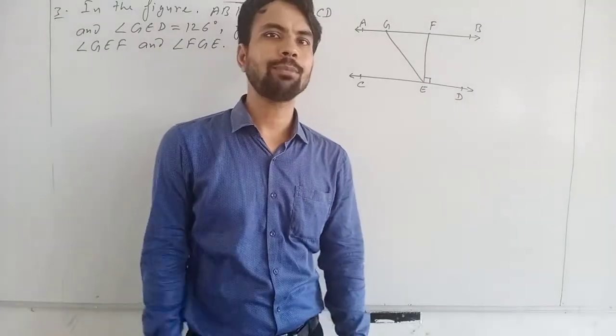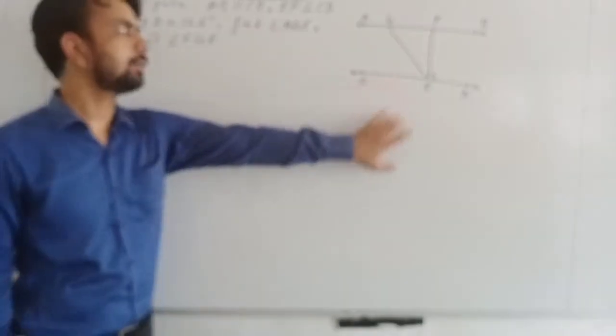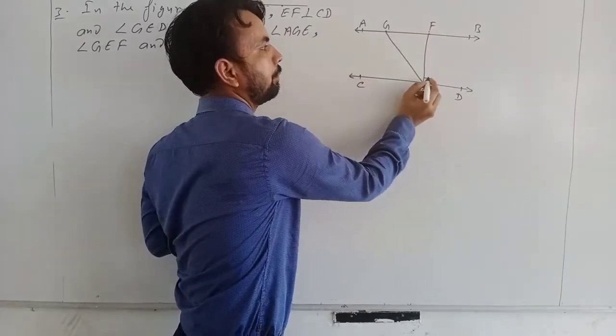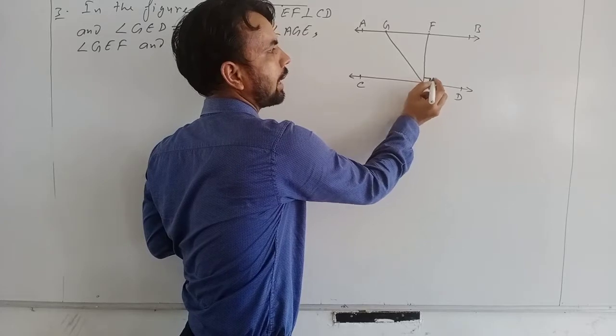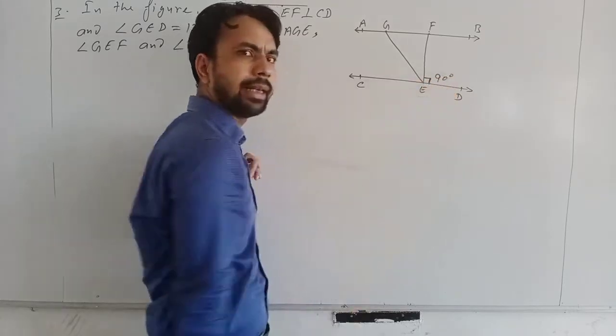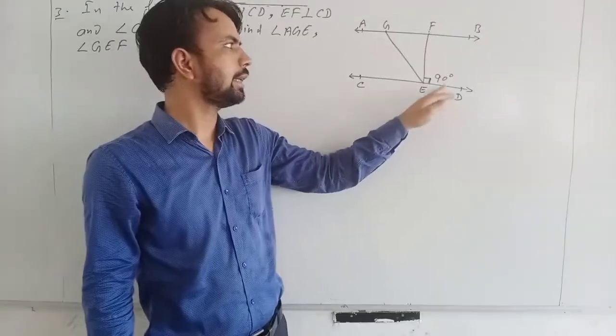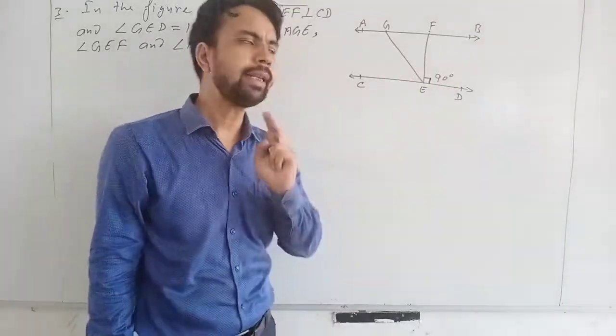Okay students, let's start question number 3. This figure is given and the question is saying in the given figure AB is parallel to CD. EF is perpendicular to CD. If this is perpendicular, then this angle is 90 degrees. We all know that if EF is perpendicular on CD, then this angle will be 90 degrees.